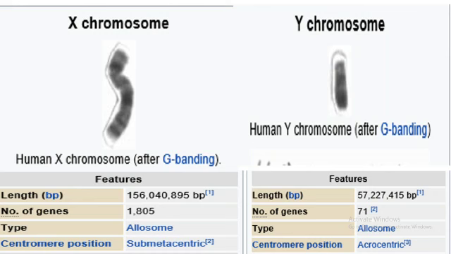Then you see mainly the position of the centromere. Usually the X chromosome will be submetacentric, where the centromere is present slightly away from the center, and the Y chromosome will be acrocentric, that is, the centromere is present towards the end. These are the basic characters. Based on the position of the centromere and the length, we can try to identify the X and Y chromosomes. Usually the X chromosome will be longer when compared to the Y chromosome.